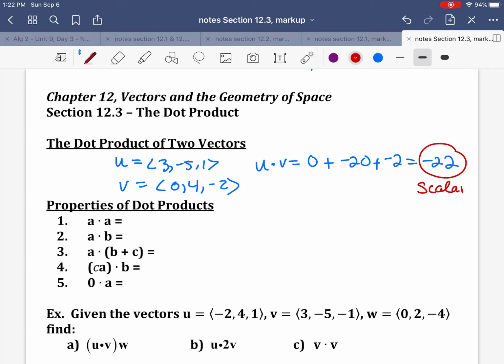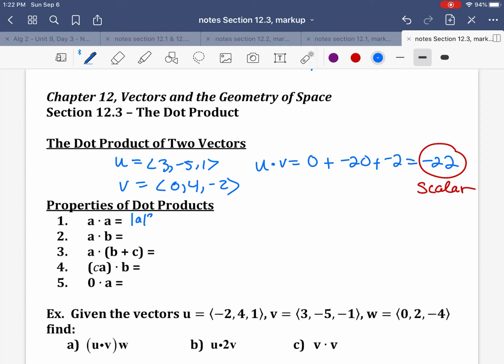Recognize that this answer right here is called a scalar. It's not another vector. Later when we talk about the cross product, when you do the cross product of 2 vectors, it is a third vector. So it's important that you know the dot product is just a scalar number, like a constant that you end up getting. Okay, some little properties to recognize here.